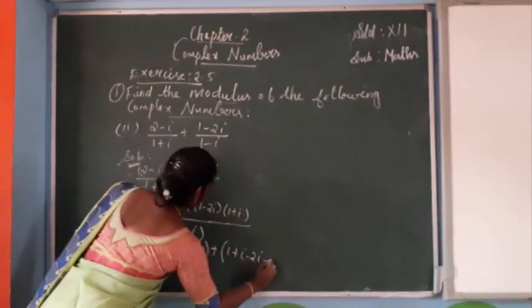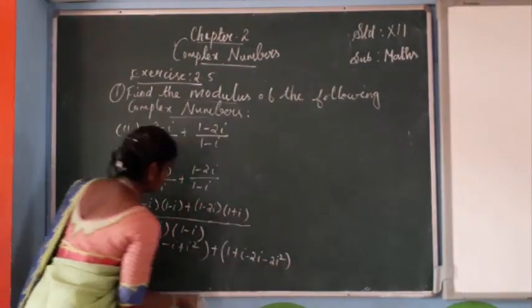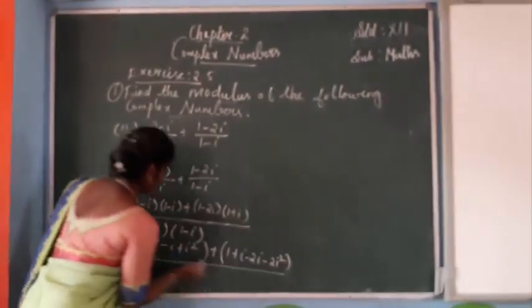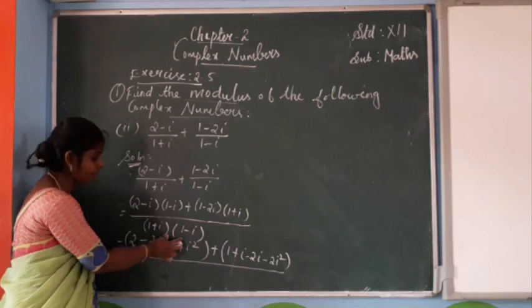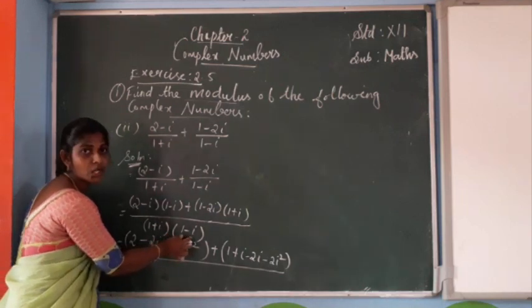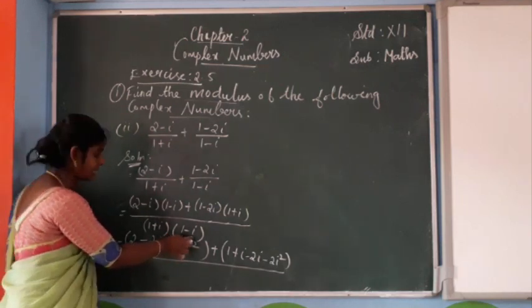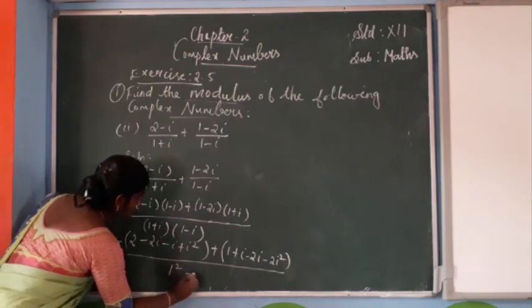minus 2i square, divided by... We can use the formula a square minus b square, that is (a plus b) into (a minus b) is equal to a square minus b square. So 1 square minus i square.